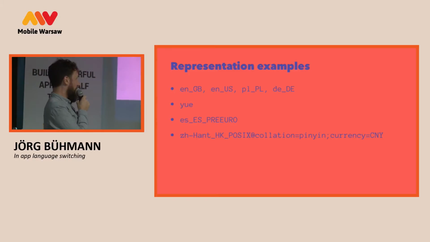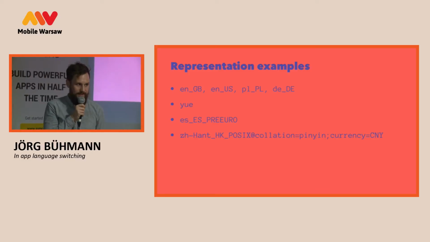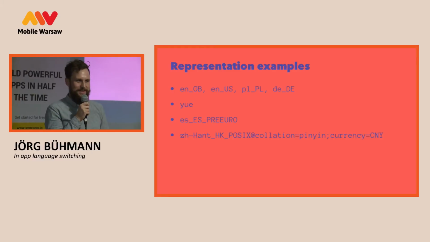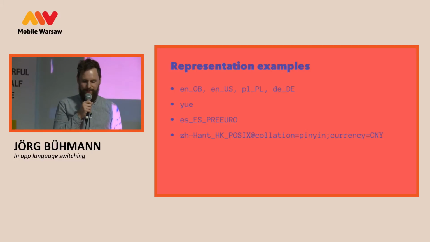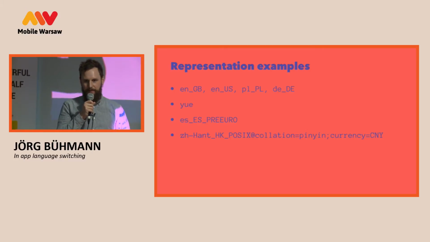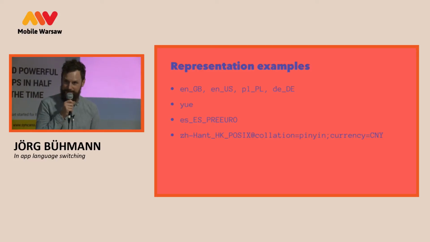Can you see UA? Do you know what that is? It's Cantonese. Cantonese is a language that's spoken in southern China. Then the next one is Spanish, Spain, which is some kind of, and that pre-Euro is something to do with currency. I can't tell you the details. Then the last one is one of the harder ones.